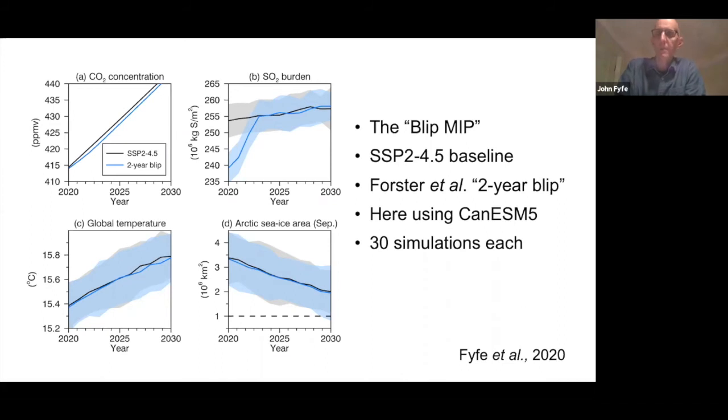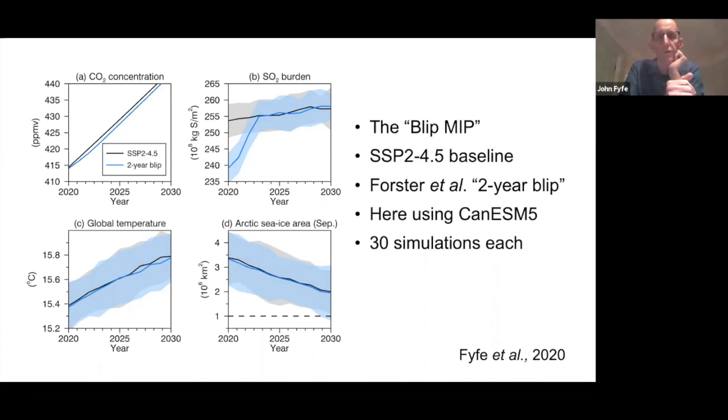The Blip experiments are based on the Forster et al. data that I showed you earlier and went through with you. Those emissions that they introduced into a very simple model are now introduced into these comprehensive Earth system models, not just one, but many. The results I'm showing you here are from our model, CanESM5. Not all the modeling groups have finished their calculations yet, so not everything is in. These calculations are based on 30 simulations each.